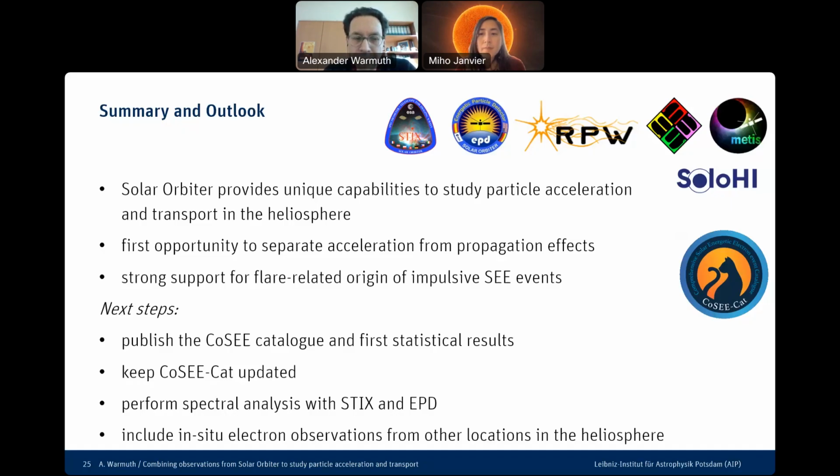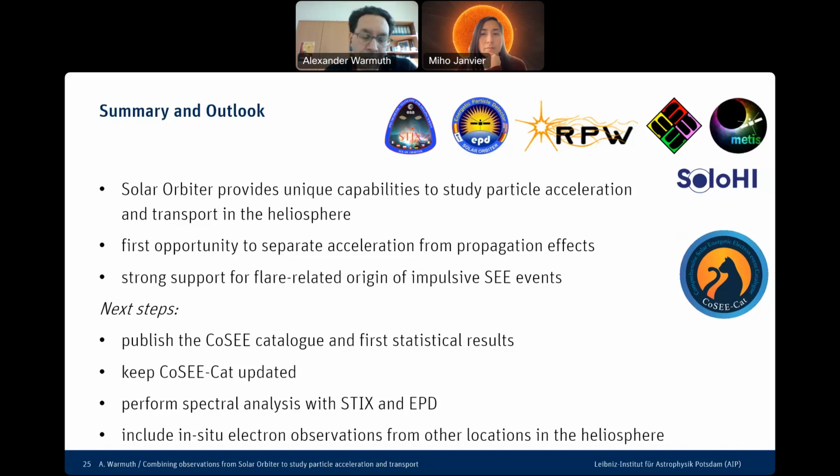A very important next step will be to perform a spectral analysis with STIX and EPD to get a better handle on the spectral shape of the energetic electrons, both at the sun and in interplanetary space, and also study this relation as a function of distance from the sun, because we want to see if there are also effects that change the spectral shape as the particles propagate away from the sun.